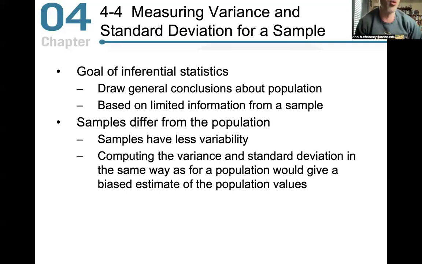So you want to draw samples instead, and you're going to compute variance statistics to try to understand what's going on with our sample to better understand our population. Remember though, it is limited information from a sample. We don't have the full scope of our data. Samples tend to have less variability, and computing the variance and standard deviation the same as for a population would give us a biased estimate of the population values. So we want to be careful there.